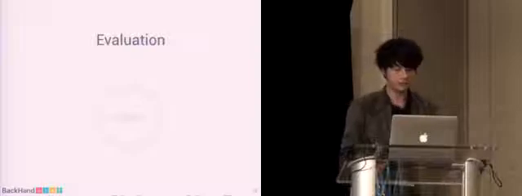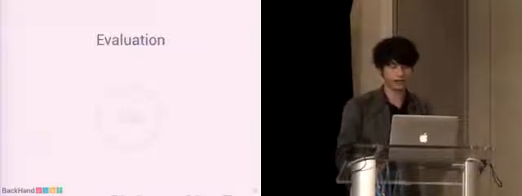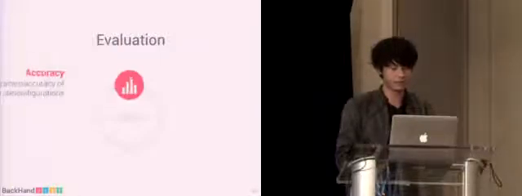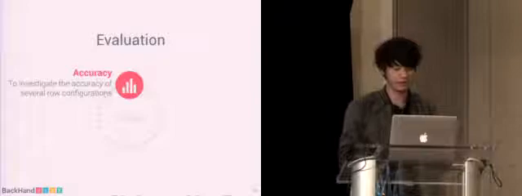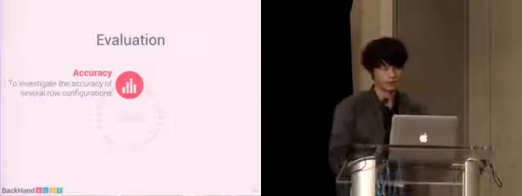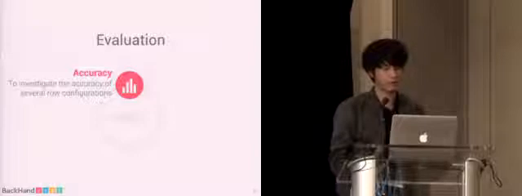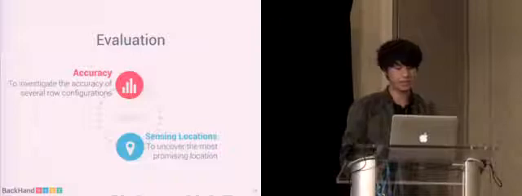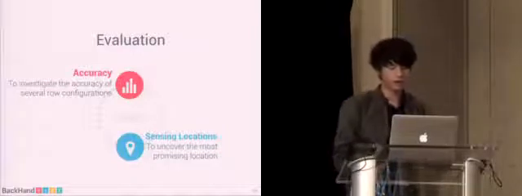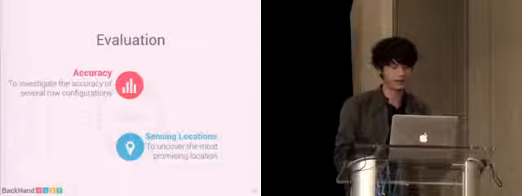To better understand gesture recognition accuracy and the effects of sensing locations, we conducted a user study. The purpose of this evaluation is, first, to investigate the accuracy of several row configurations ranging from the back of the hand to the wrist. And second, to uncover the most promising location that maximizes the performance of identifying hand gestures.